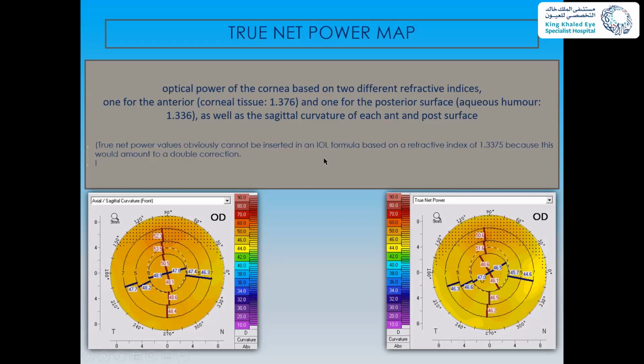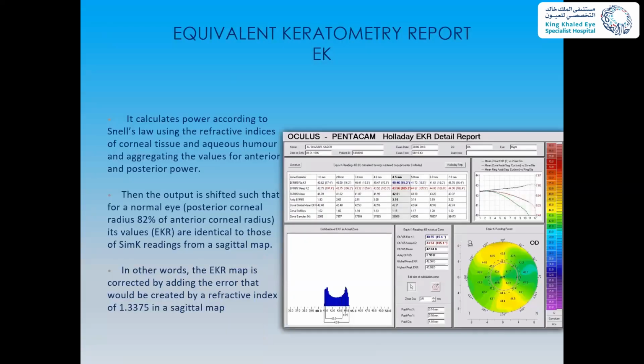Now if you have had refractive surgery, you cannot use the true net power in IOL calculations, because true net power does not use the assumption of 1.3375, which is used by the IOLMaster. So you cannot put in true net power if a patient has a scar, an irregular cornea, or a previous LASIK. Although it is true, it does not follow the assumption that the refractive index of the cornea is 1.3375. So what do you do? You use the equivalent K reading.